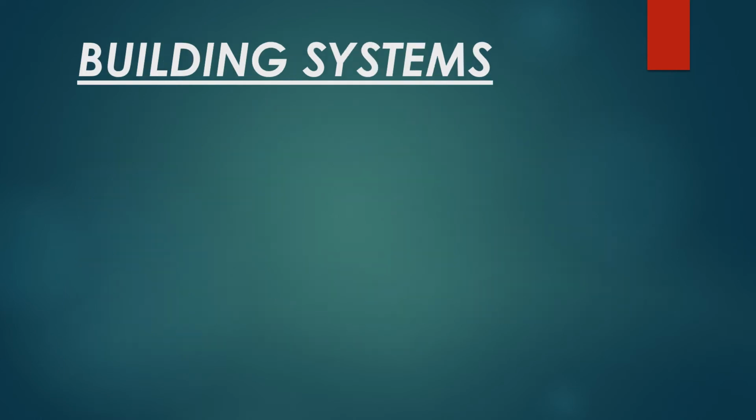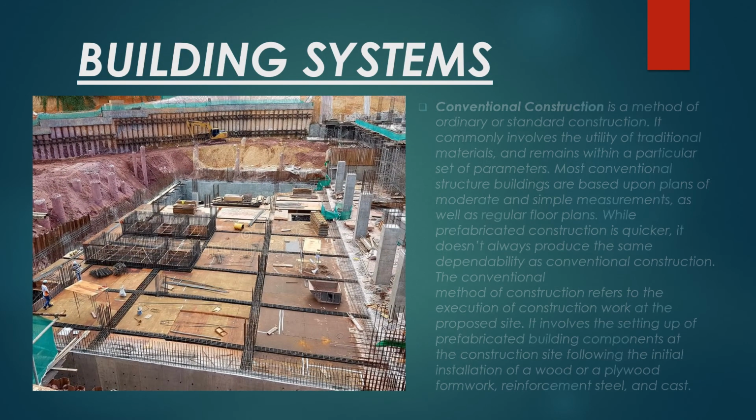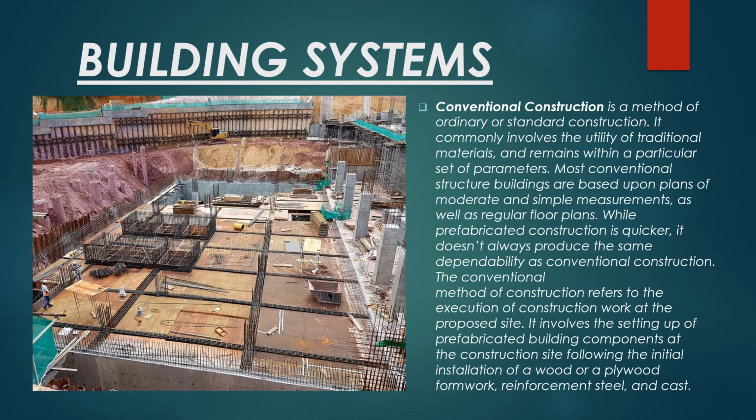For the building systems, we will use conventional construction. It is a method of ordinary or standard construction. While fabricated construction is quicker, it doesn't always produce the same dependability as conventional construction. It involves the setting up of prefabricated building components at the construction site following the initial installation of wood or plywood formwork, reinforcement steel, and cast.